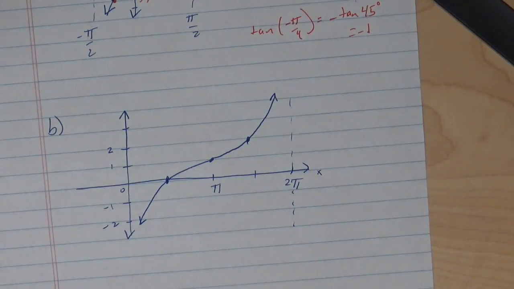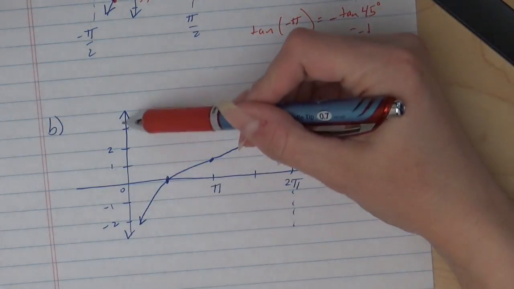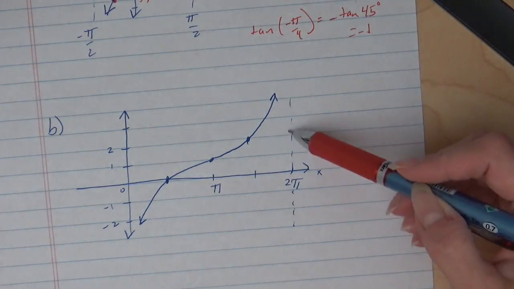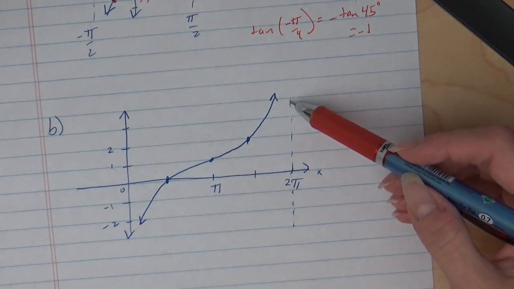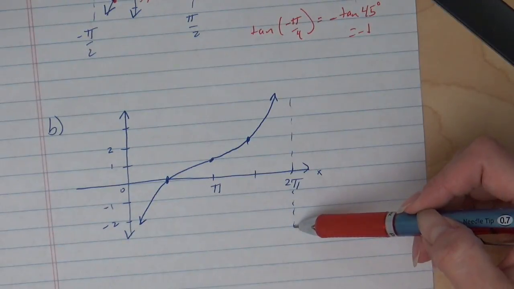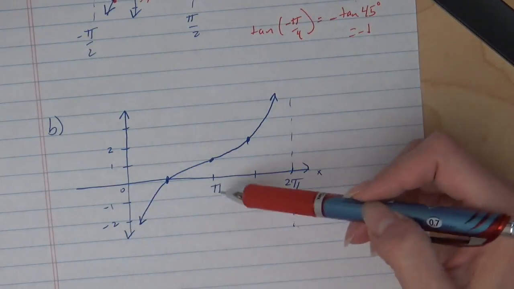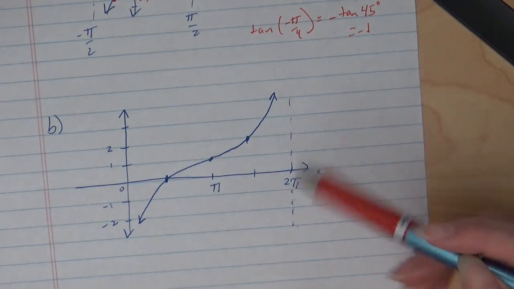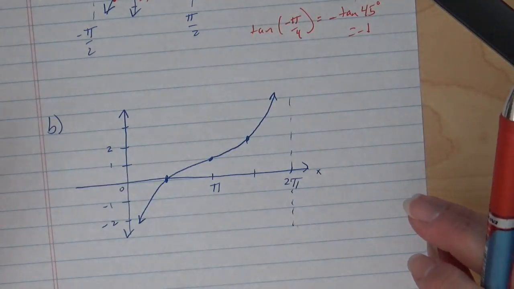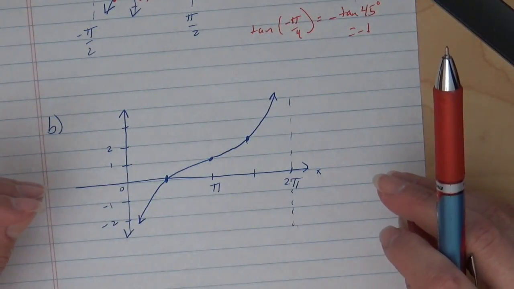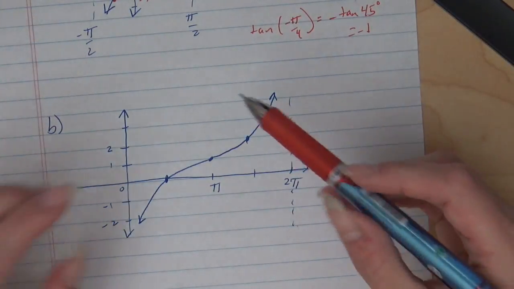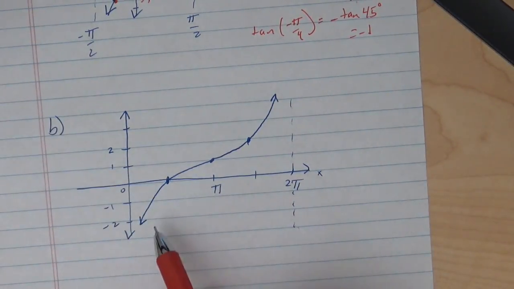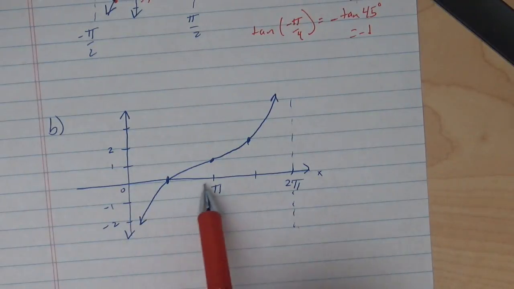Let's look at the vertical asymptotes first. It looks like we've got a vertical asymptote at the y-axis, and then we've got one at 2 pi. This one more closely resembles the cotangent function. But remember, the cotangent function went from 0 to pi. So what's happening here is that it's spread out more. You've got a horizontal stretch, so the period is longer than the typical cotangent period should be.